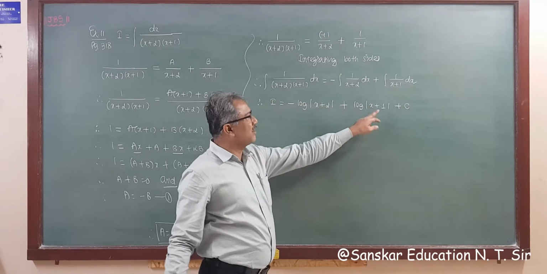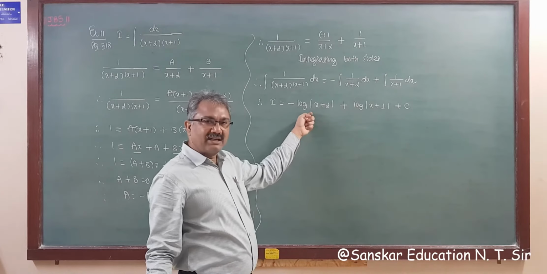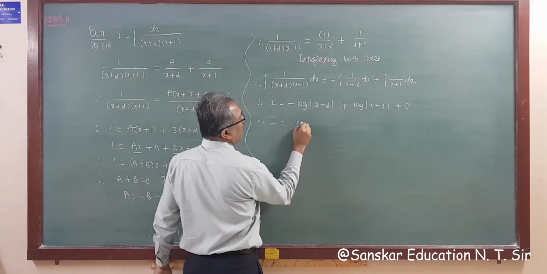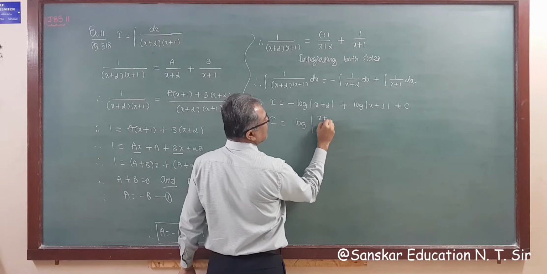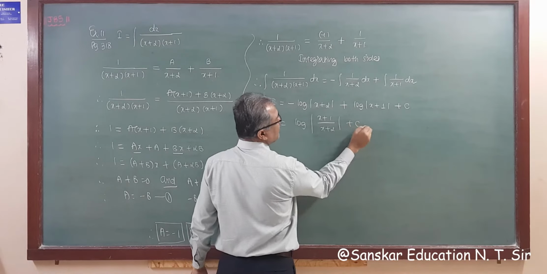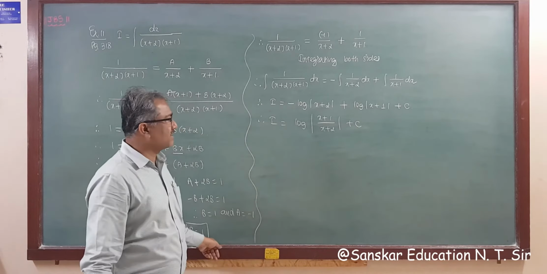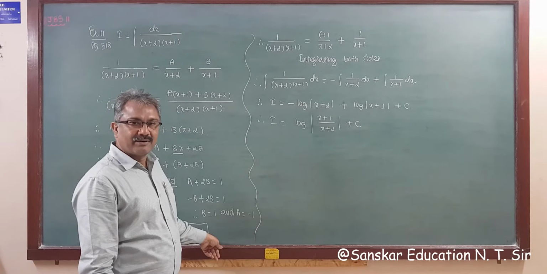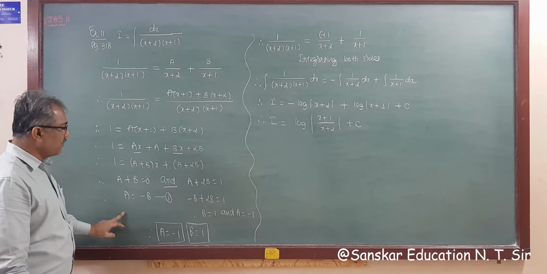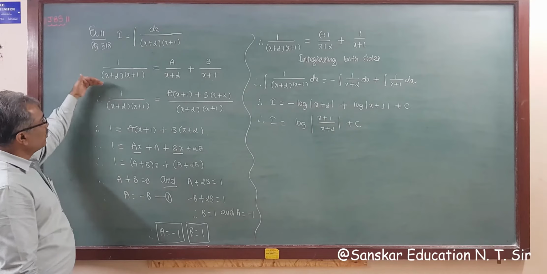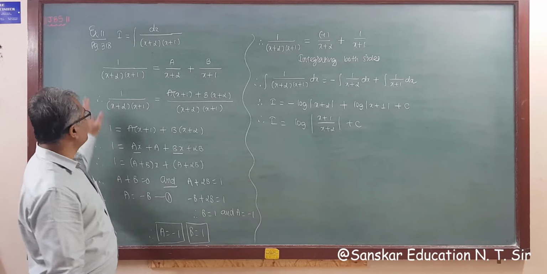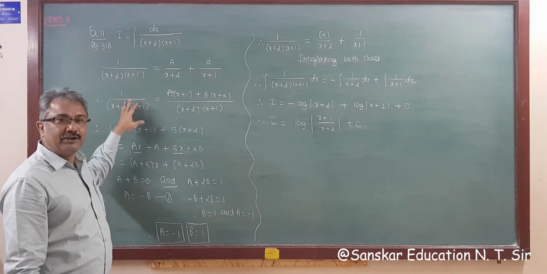So now this is log a minus log b, that is log a upon b. So I is equal to log of (x plus 1) upon (x plus 2) plus c. This is your answer, right? Got it? Now there are lots of methods to find a and b, so there is no need to write this many steps. This is the first method, which is given in your textbook.